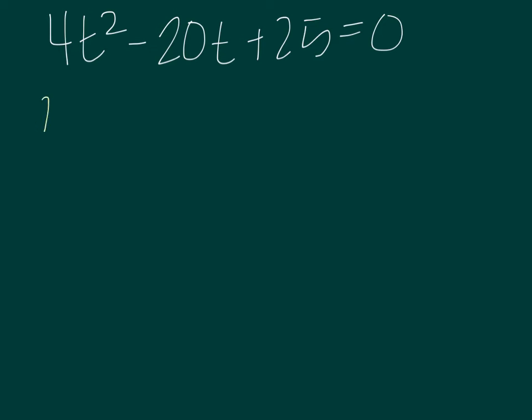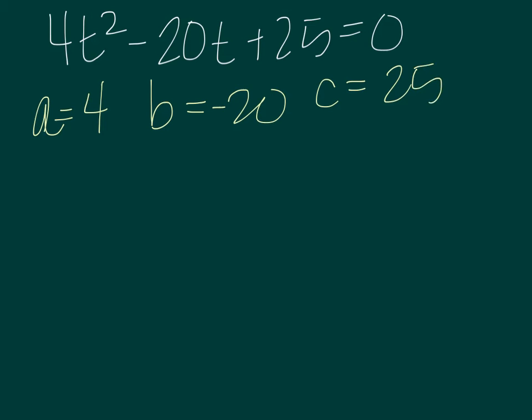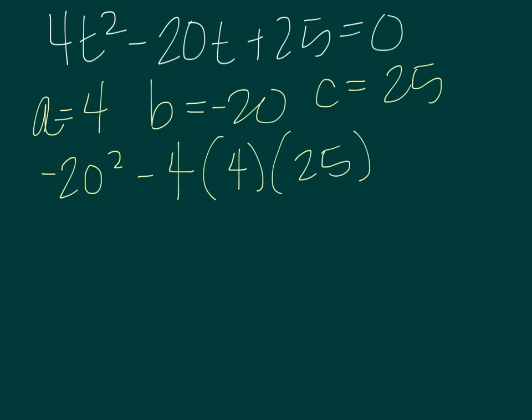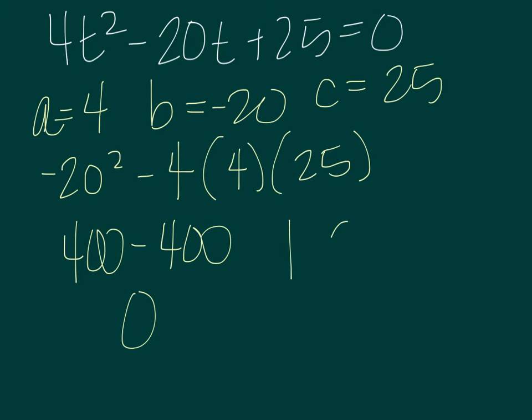Alright, you should have said that a equals 4, b equals negative 20, and c equals 25. When I plug this in, I get negative 20 squared minus 4 times a, which is 4, and c, which is 25. Now I'm going to solve it. So negative 20 squared is 400. And then we get 4 times 25, which is minus 400. And you get 0. So there is only 1 solution.